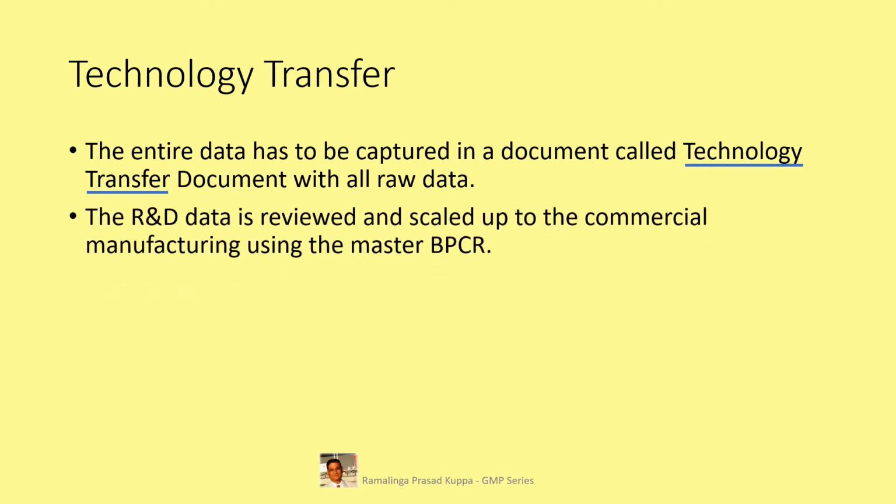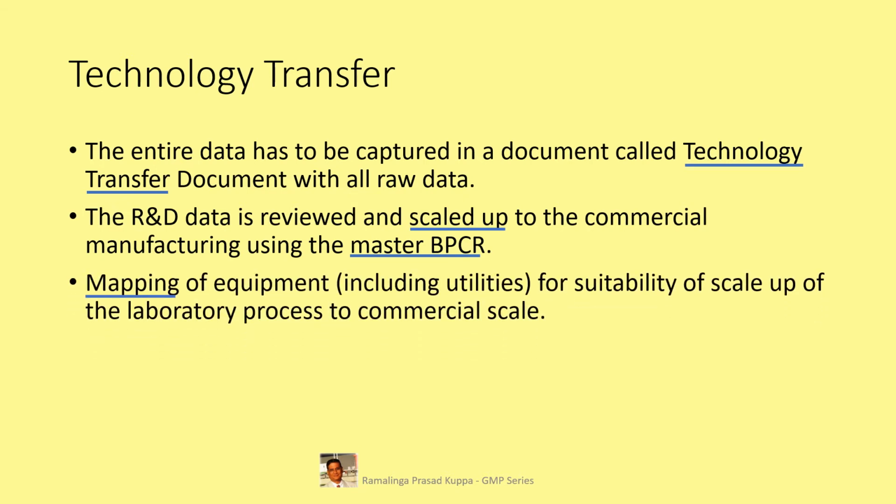The R&D data is reviewed and scaled up to the commercial manufacturing using the Master BPCR. Based on the data, a Master BPCR should be drafted. Mapping of equipment, including utilities, for suitability of scale-up of the laboratory process to commercial scale. Mapping is the activity to translate the gram lab scale into kilo scale.